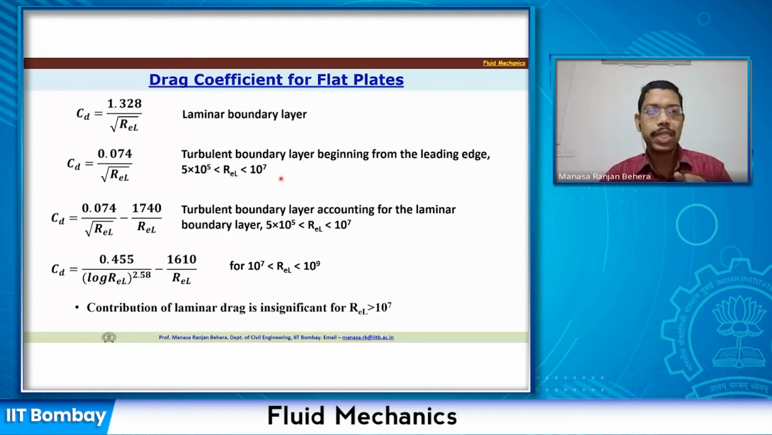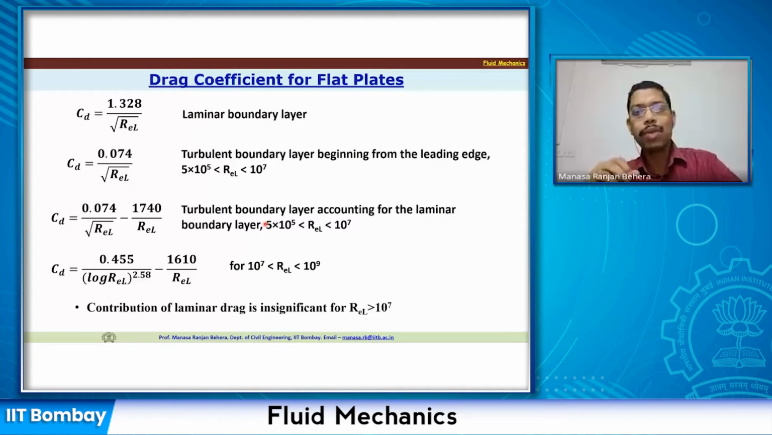Okay, within this range. But if we consider the laminar boundary layer and then we assume that laminar boundary layer exists as well as turbulent boundary layer exists, then we can have this formulation which is 0.074 divided by square root Re_L minus 1740 divided by Re_L. So this is applicable again within that same range, but assuming both laminar and turbulent boundary layer do exist.